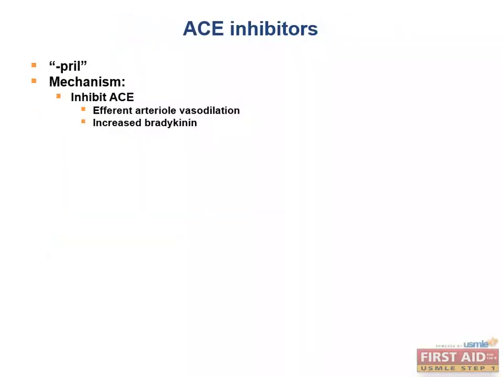The final class of drugs that is relevant to the kidneys is the ACE inhibitors. All of these drugs will end in pril, and that's how you remember it. They function by reducing the levels of angiotensin II. And how do they do that? They're inhibiting ACE, angiotensin converting enzyme, which converts angiotensin I to angiotensin II.